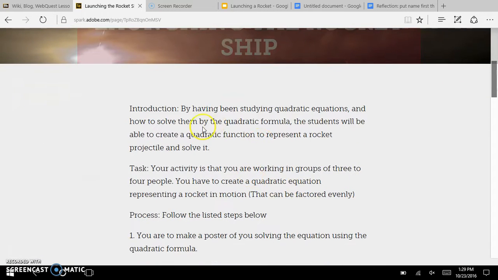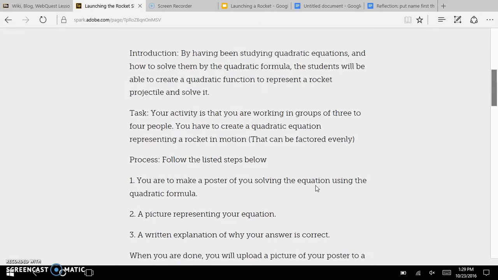Alright, the introduction to this is that, having been studying quadratic equations and how to solve them by the quadratic formula, the students will be able to create a quadratic function to represent a rocket projectile and solve it. The task, your activity, is that they're going to be working in groups of 3 to 4 people, and they have to create a quadratic equation representing a rocket in motion, and it has to be able to be factored evenly, no weird decimals or no weird fractions.